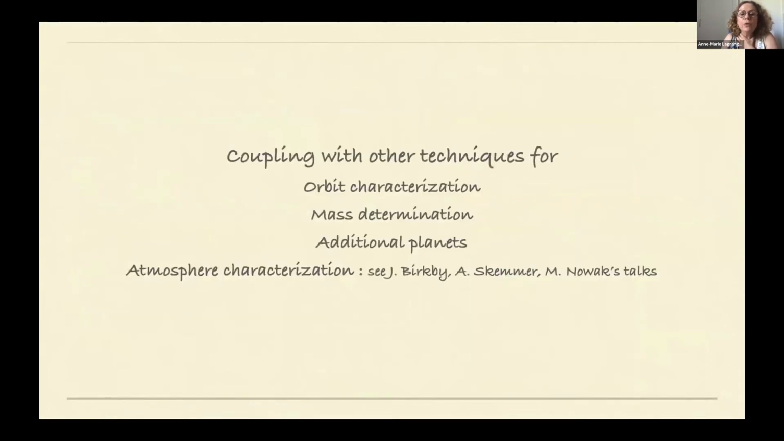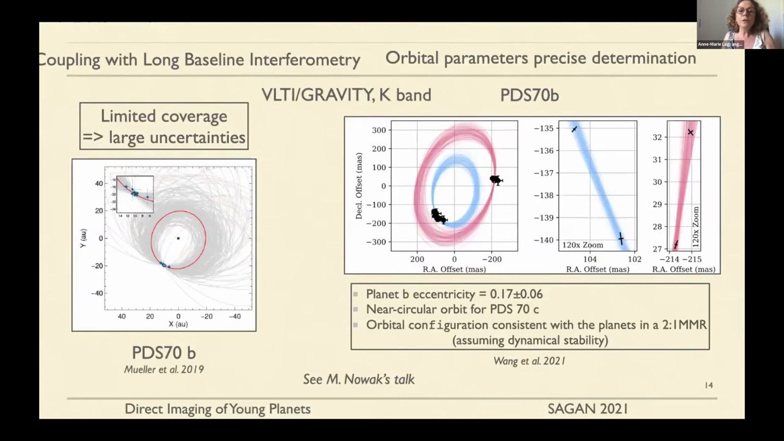Okay, now I want to spend a few minutes talking about what I think will be done very abundantly in the coming years: coupling direct imaging with other techniques to characterize the orbits, the masses, and to search for additional planets. There is also, of course, a very important subject of coupling with spectroscopy to do atmospheric characterization, but there are talks about that in the coming minutes.